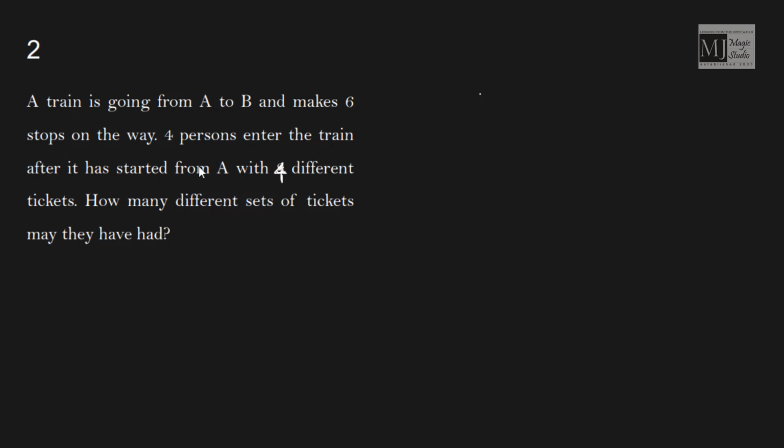A train is going from A to B and makes 6 stops on the way. 4 persons enter the train after it has started from A with 4 different tickets. How many different sets of tickets may they have had? So nobody is boarding the train at A. They can board at station 1, 2, 3, 4, 5 or 6. Nobody will board at the end terminal station.